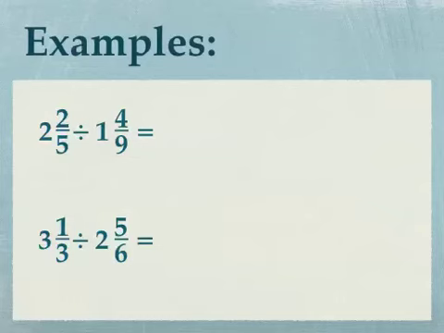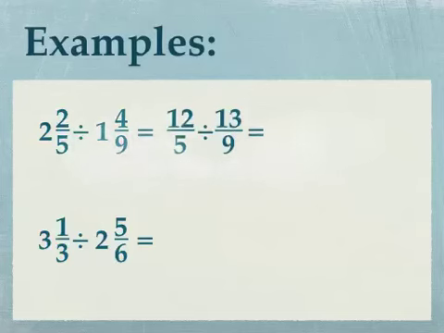So this first step, I am only changing my mixed numbers to improper fractions. I am not finding the reciprocal, I am not multiplying. To change 2 and 2/5 to an improper fraction, 5 times 2 is 10, plus 2 is 12 over 5. Keep your division sign. To change 1 and 4/9 to an improper fraction, you do 9 times 1 is 9, plus 4 is 13 over 9. Notice, I've not found the reciprocal, I've not flipped anything yet. 9 was my denominator, and it still is right now.